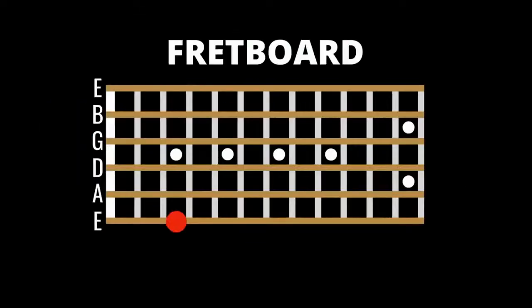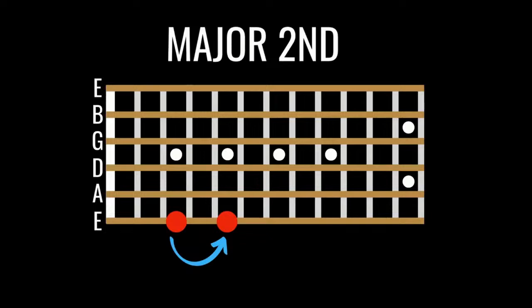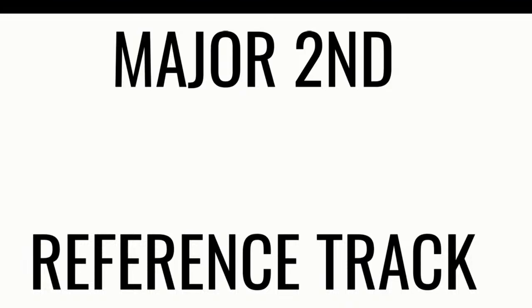To play a major second interval on guitar, you simply need to move up 2 semitones or 2 frets higher than our initial note. Our reference track for a major second interval is a song that you've most likely heard every year since you were born.